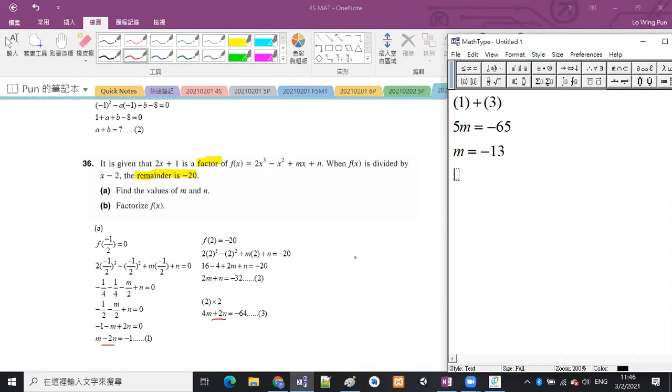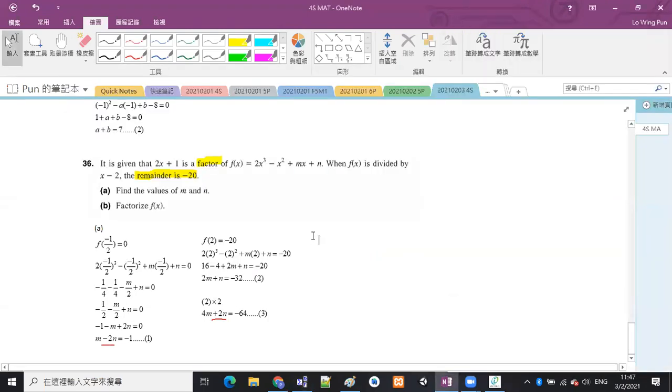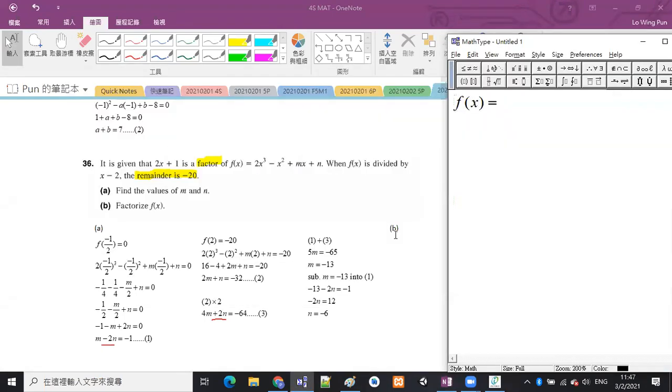And then you just substitute the value of m into either one of the equations. So negative 13 minus 2n is equal to negative 1. So negative 2n is equal to 12 and n is negative 6. Okay, so that is the answer of part A. When we have found the unknowns, we have the complete information of fx. So we just write down the complete information: m is negative 13, and n is negative 6.